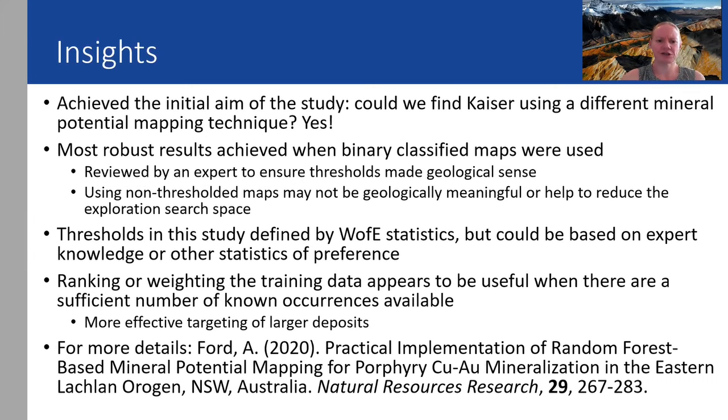So using the non-thresholded maps that didn't have the favourability criteria applied might not be geologically meaningful, and they might not help to reduce the exploration search space, which really got highlighted in that 197 map model, in that it was suggesting that the Benambaran cycle magmatic units were important, but it wasn't actually producing a mineral potential map that was useful for exploration targeting. So the thresholds in this study were defined by the weights of evidence statistics, but they could be based on expert knowledge or other statistics of your preference.